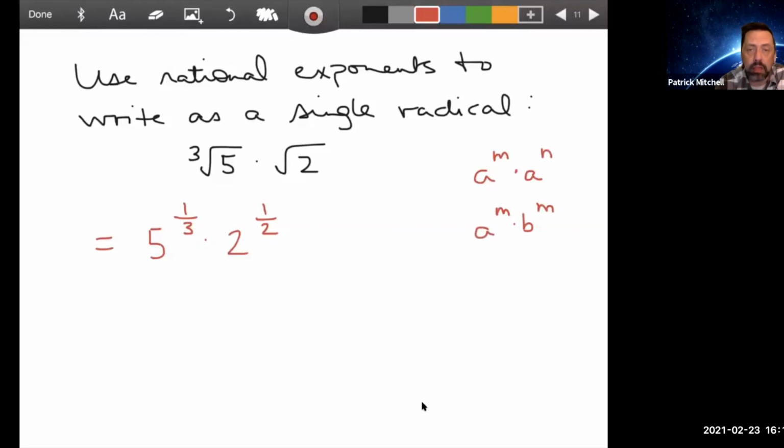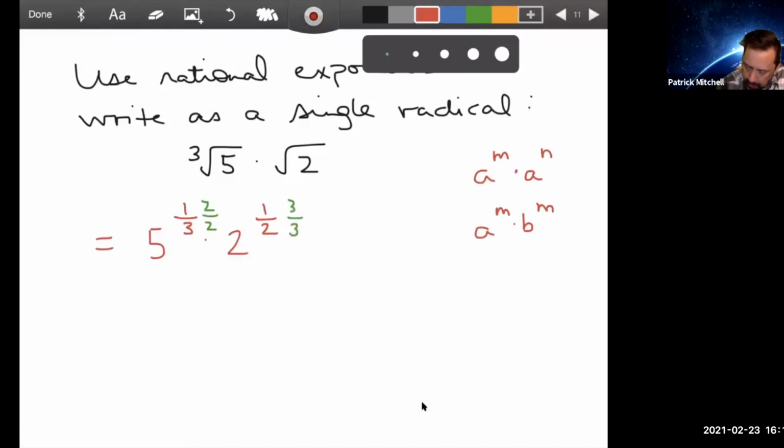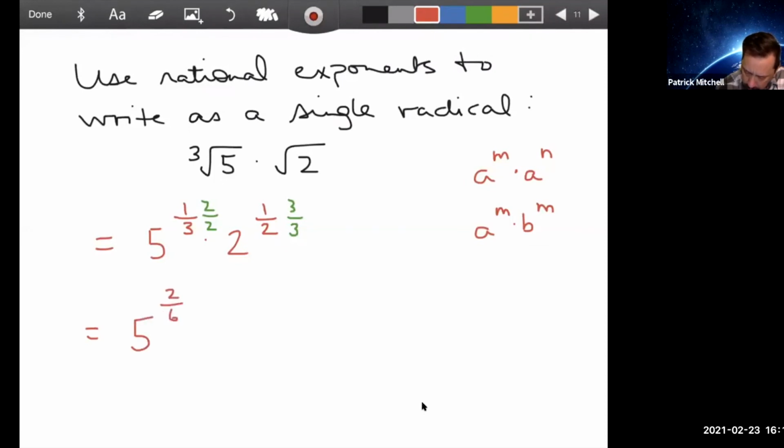So here's how I'm going to deal with that. I am going to first write those exponents so that they have the same denominator. So I'm going to multiply this one by 2/2. I'm going to multiply this one by 3/3. So that's going to give me 5 to the power 2/6 times 2 to the power 3/6.